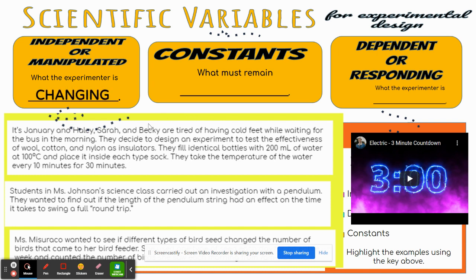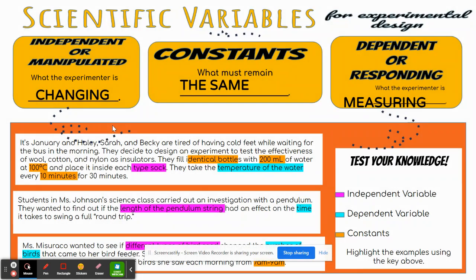So the independent or manipulated variable is something that the experimenter is changing. The constants are what remain the same in an experiment, and a dependent or responding variable is what the experimenter is measuring. Here is the highlighted information. So again, I'm going to point out the independent and dependent variables.